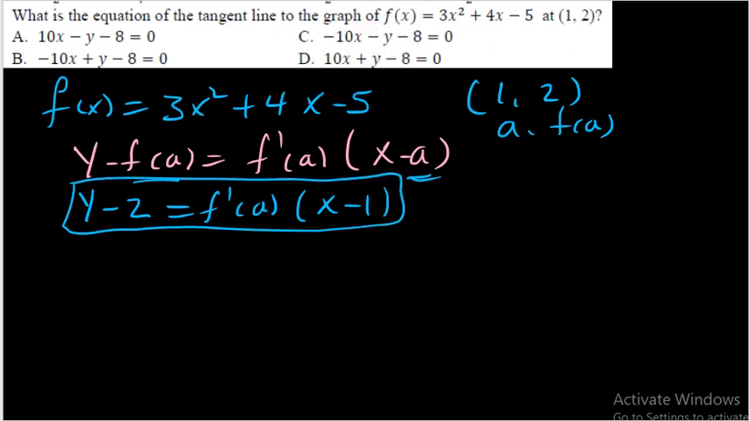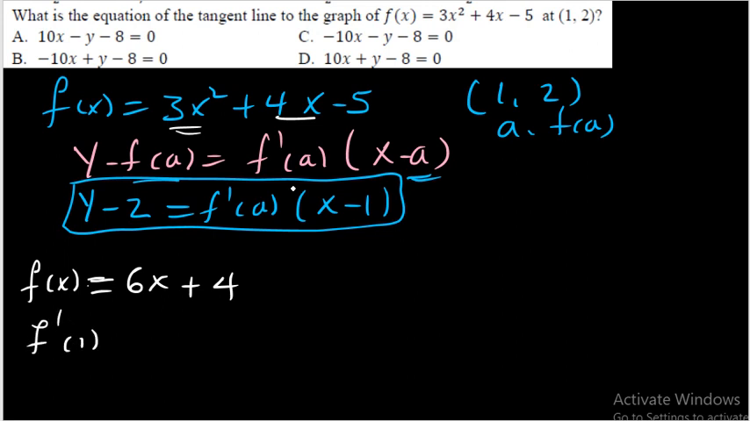To get f derivative at a, first let's derive the function. What will be the derivative of this quadratic function? It's going to be 3x squared derivative is 6x, plus 4x derivative will be 4. So when I insert now 1, because f derivative at a means our a here this time is 1, it will be 6 plus 4, that is 10.